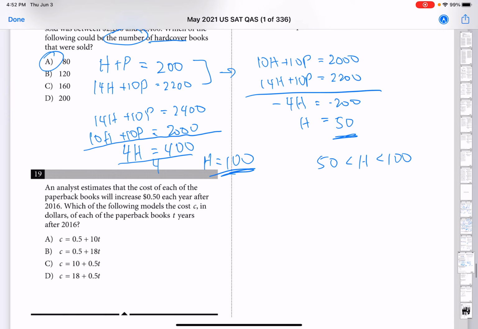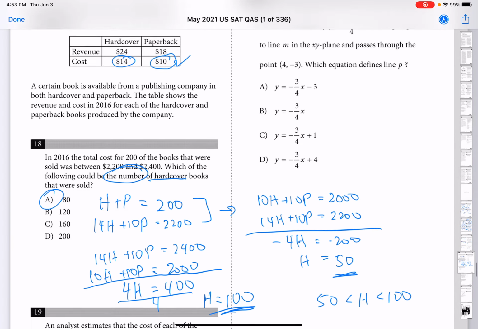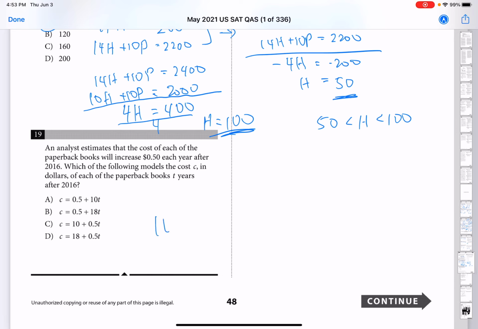Okay, let's try number 19 now. An analyst estimates that the cost of each of the paperback books will increase by 50 cents for each year after 2016. Which of the following models the cost in dollars of each of the paperback books T years after 2016? All right, so let's see what the current cost is right now. The current cost was $10. So that means it'll be $10, and for every year that passes, it'll be 50 cents more for every year. So the answer choice for number 19 is C.